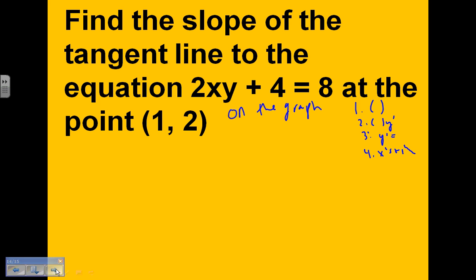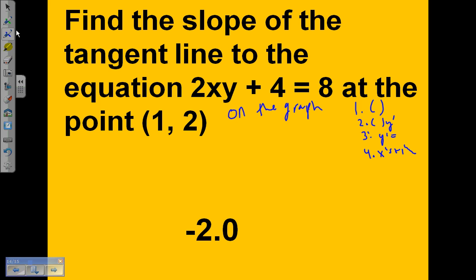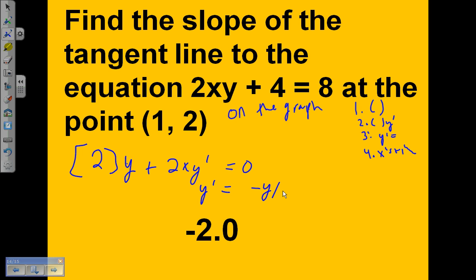All right. Hopefully you got the answer as -2. That's what I got. How? Use the product rule. Product rule would have been 2 times y plus 2x y prime equals 0. Solve for y prime. You end up with -y over x after you simplify it. Put in the -2 over the 1, you end up with -2.